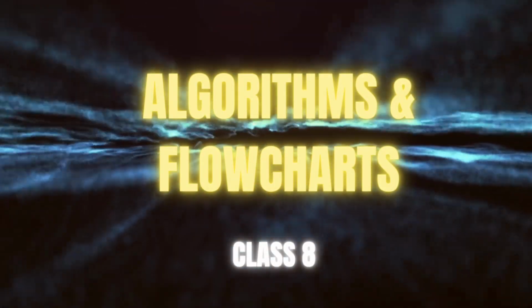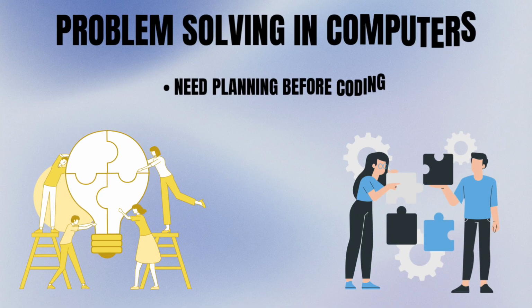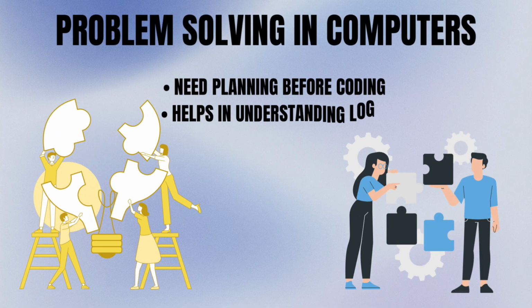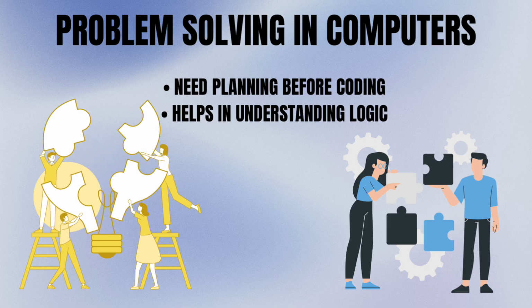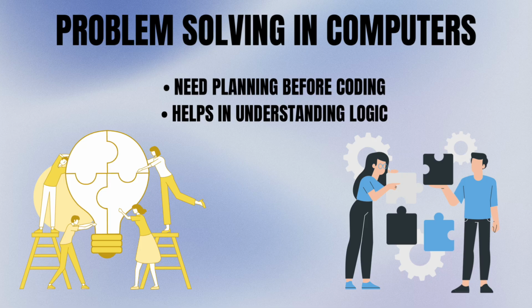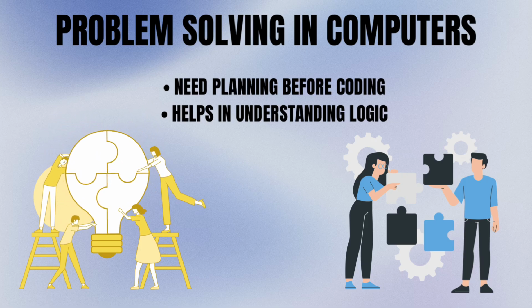Today we will learn about algorithms and flowcharts, which are very important in computer science. Before writing any program, we need to understand the problem and plan the solution. This is where algorithms and flowcharts help us.